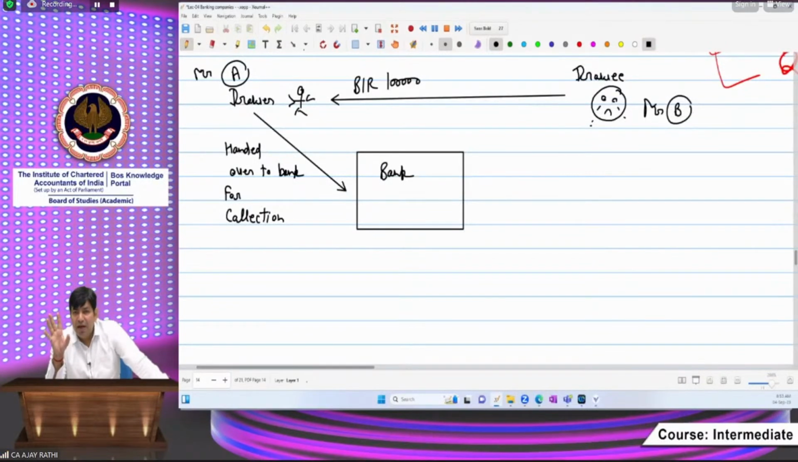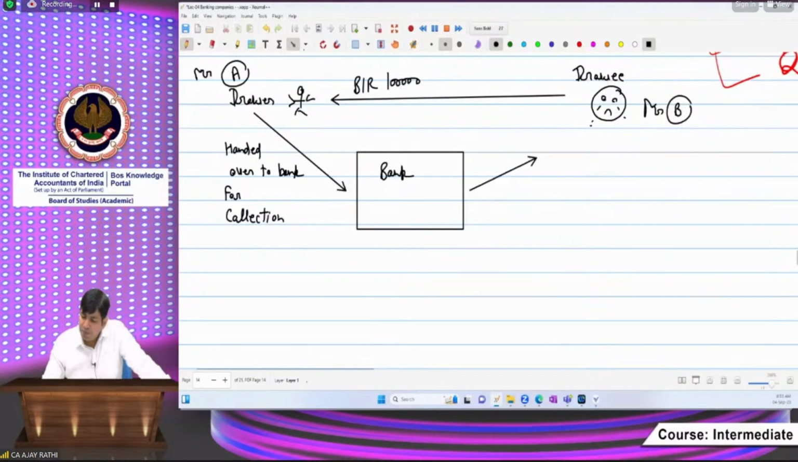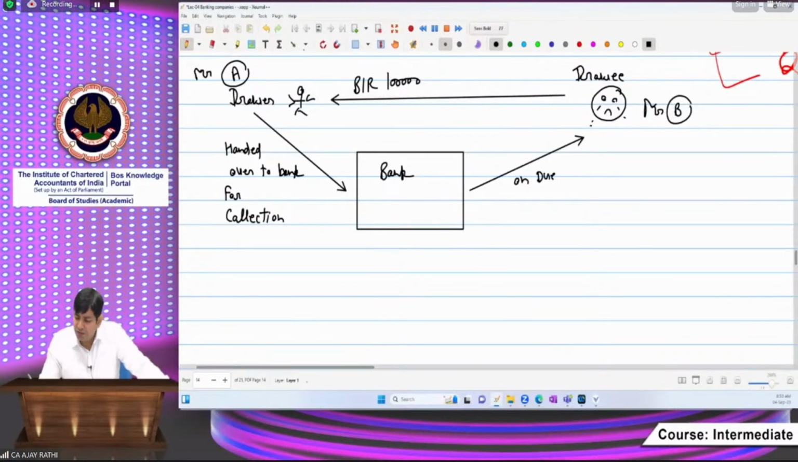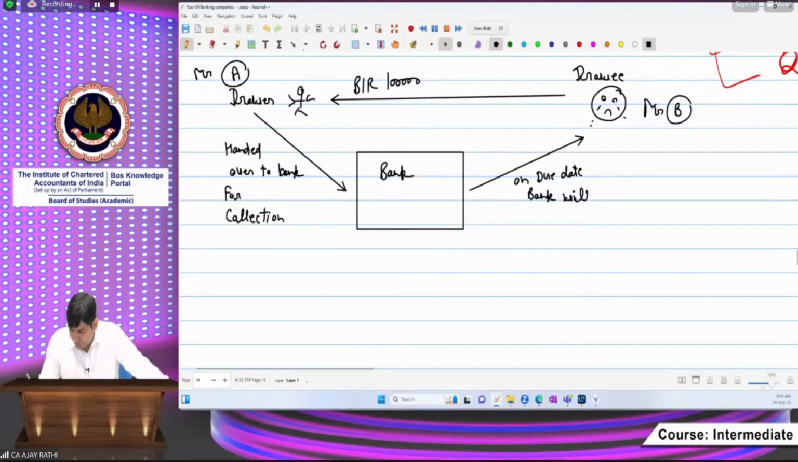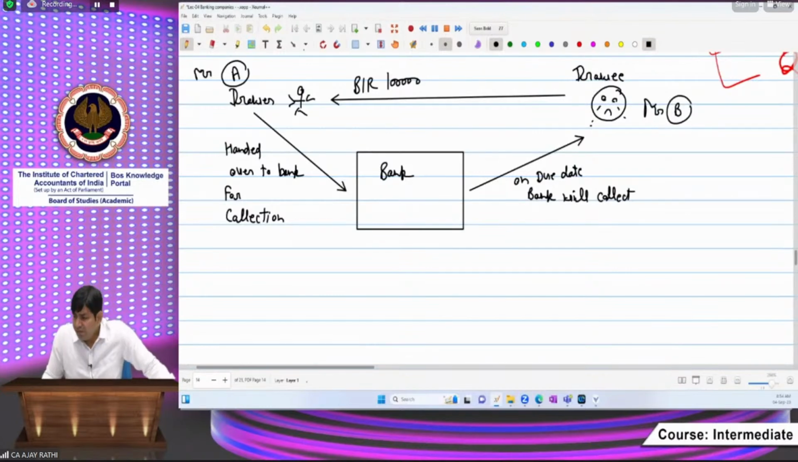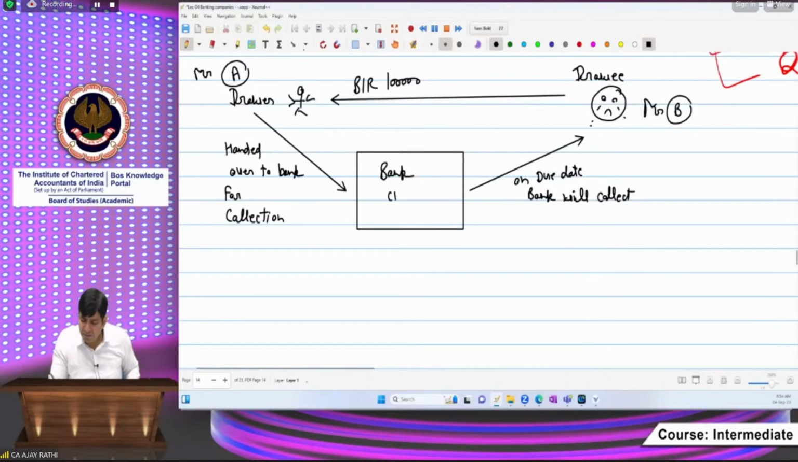Mr. A is saying, I am just handing over to you that please on the maturity date, go and collect from Mr. B, because I may forget to collect. Anyways, on the maturity date, Mr. B will be there. Bank will go to Mr. B and collect the amount on the maturity date, that is the due date. Definitely. But for this we will see there is no role for bank except collection. For that, bank will charge very nominal charges for such service.